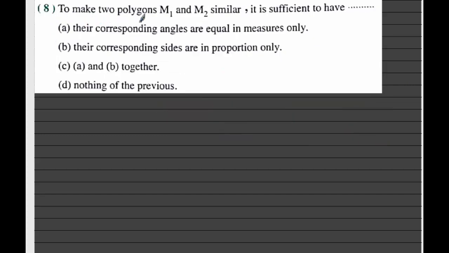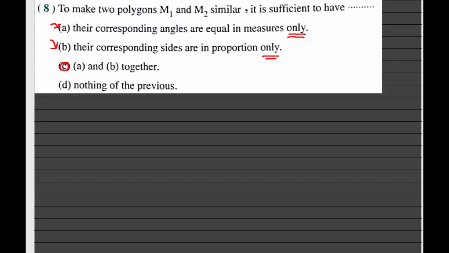Question number 8. To make two polygons M1 and M2 similar, it is sufficient to have one of these conditions. A, their corresponding angles are equal in measure only. Of course not. B, their corresponding sides are proportional only. No. C, A and B together. D, nothing of the previous. The answer is C. So to make two polygons M1 and M2 similar, it is sufficient to have these two conditions, A and B. The first, their corresponding angles are equal in measure. B, their corresponding sides are in proportion.